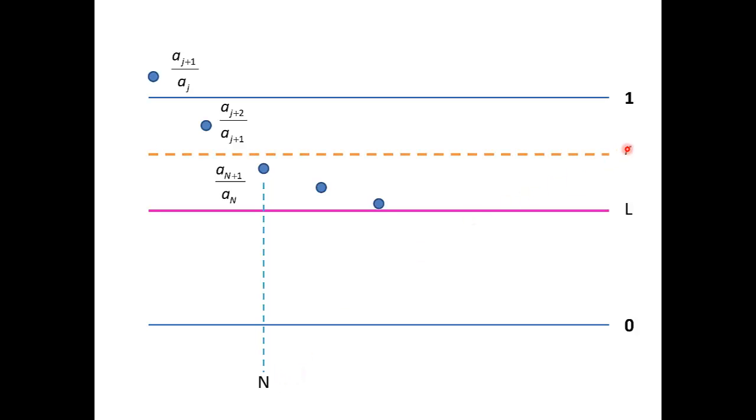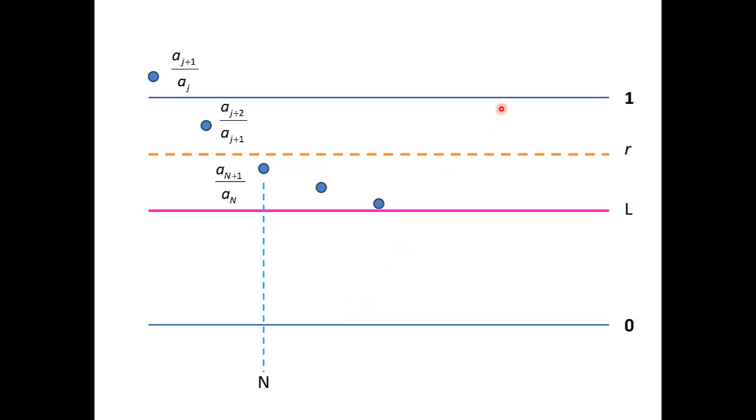And up here, I'm going to call this r. Now notice that r is less than 1. But what I'm going to say is, because that limit exists, it's L, all the values of these ratios, a sub n plus 1 over a sub n, all the values of this sequence are going to be less than r from this point on.